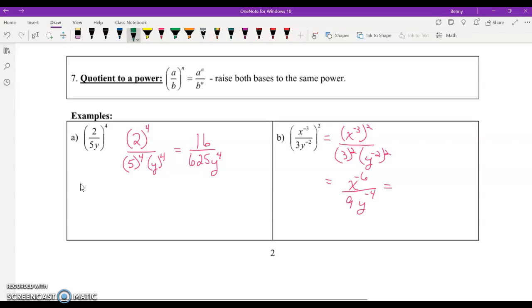Now again, I see I've got some negative exponents here, so this y is going to move to the numerator, and the x is going to move to the denominator. So what that means is that my final answer is going to finish up with y to the 4th power divided by 9x to the 6th power.